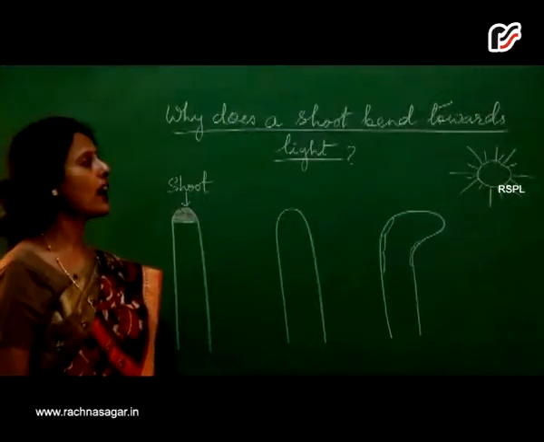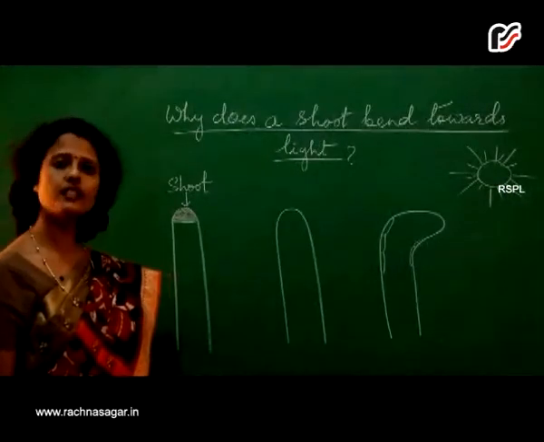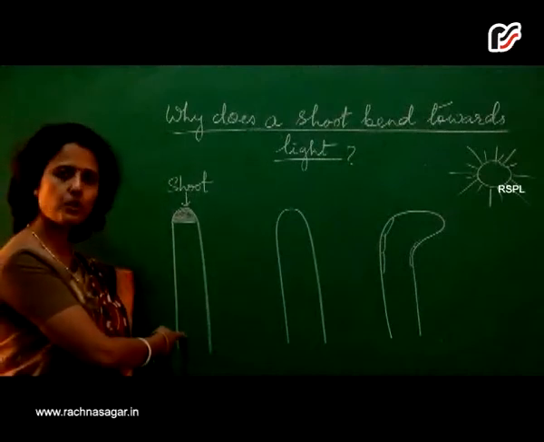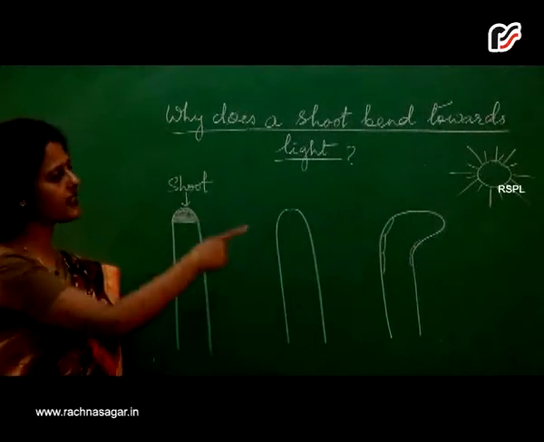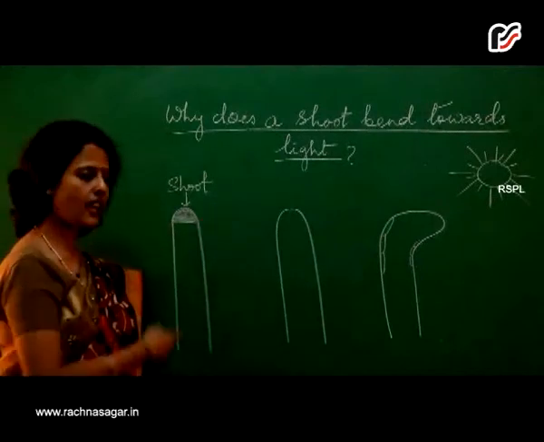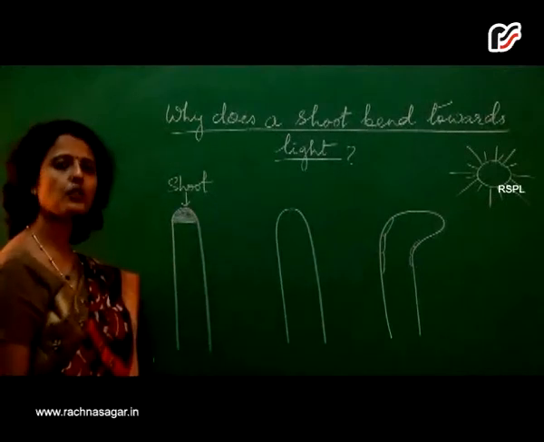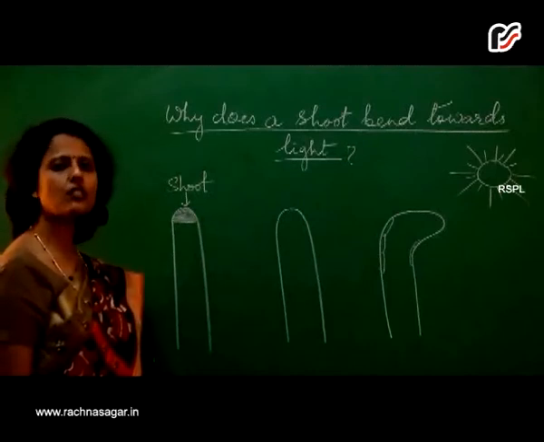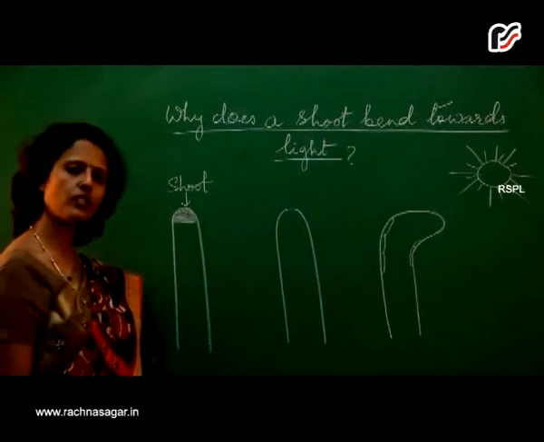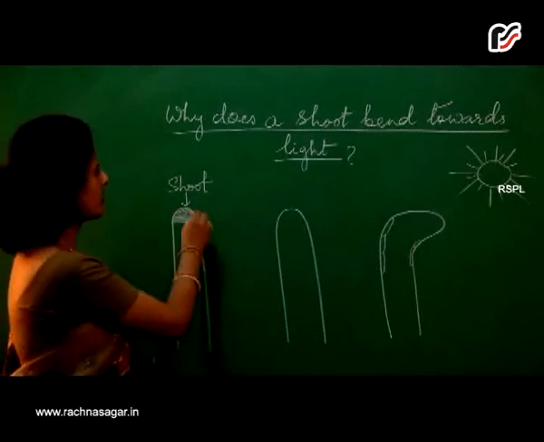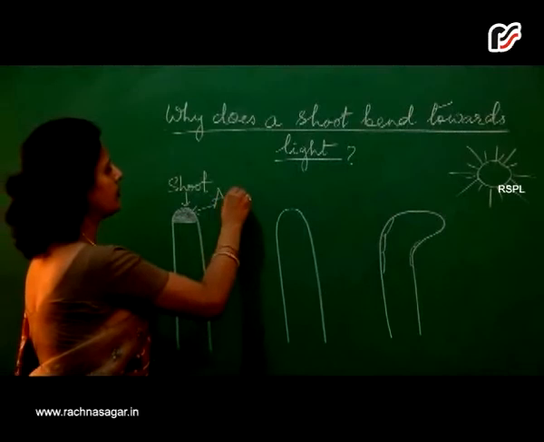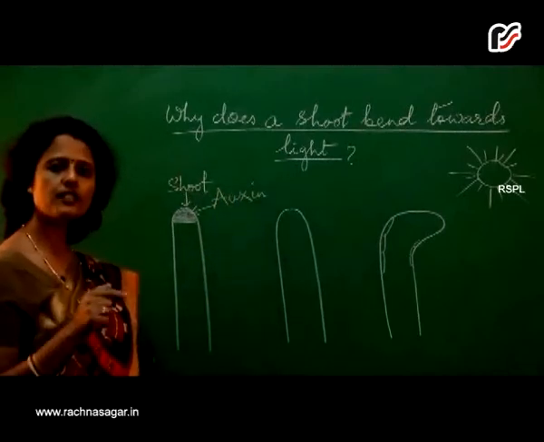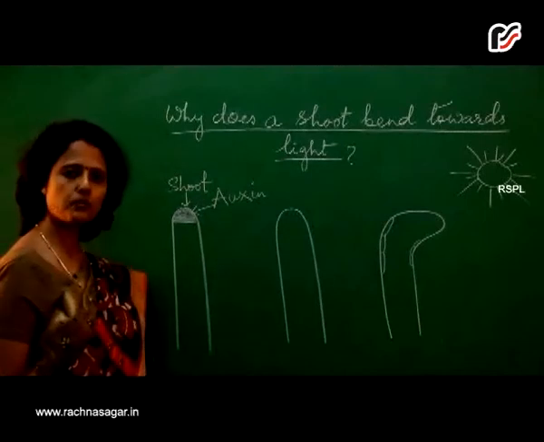Now let's study why a shoot bends towards the light source. Now let's have a look children. Here we have a shoot. From that side, that's the direction of light coming and falling on the shoot. Now as you know, the growing tips of the plant help in secretion of the plant growth regulator or the growth hormone, which is called auxin. Auxin is always synthesized from the root tip and the shoot tip region.